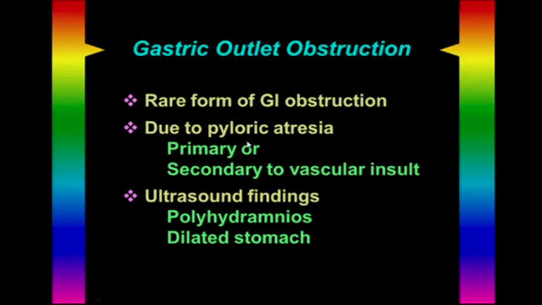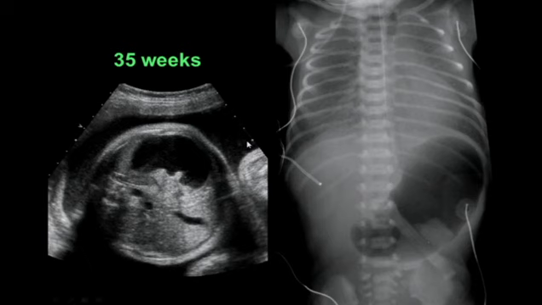Gastric outlet obstruction is rare. It's the most rare form of gastrointestinal obstruction, and it's typically due to pyloric atresia, either primary during the development of the pylorus or secondary to a vascular accident or insult in utero. The findings will be a dilated stomach as well as polyhydramnios. So here's a 35-week fetus. It was surrounded by mild polyhydramnios and had a dilated stomach, and then no fluid seen beyond this point, and this was due to gastric outlet obstruction.